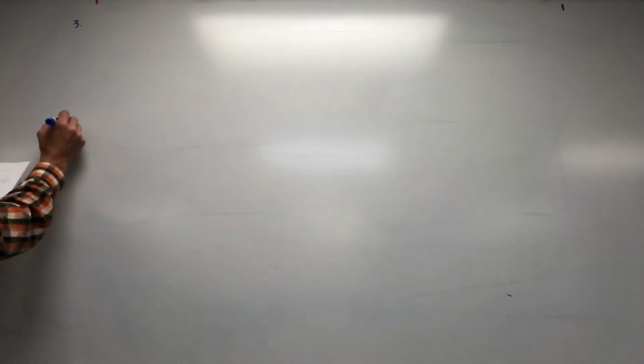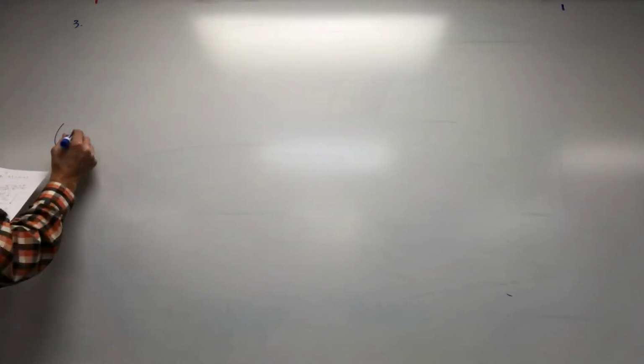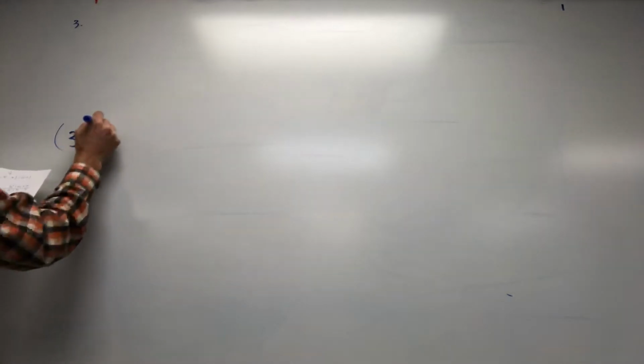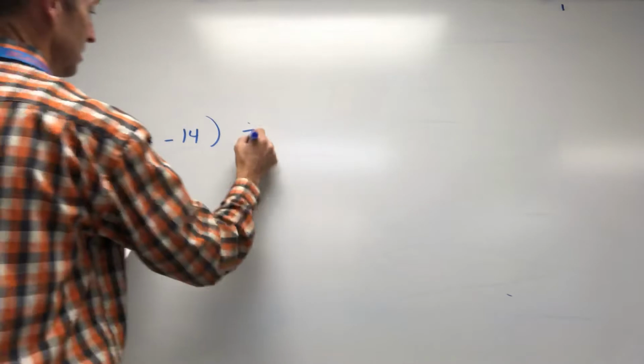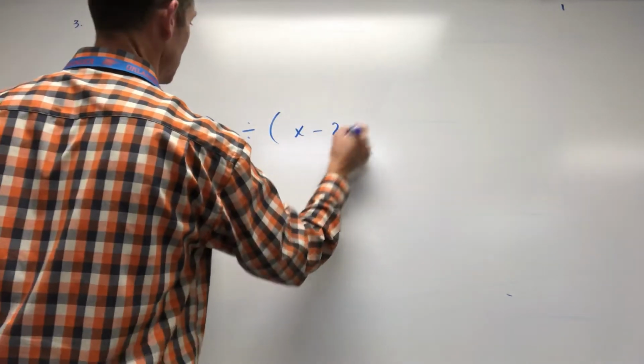All right, 3. Okay, let's see here. So we've got 3x to the third plus 9x minus 14, divided by x minus 2.